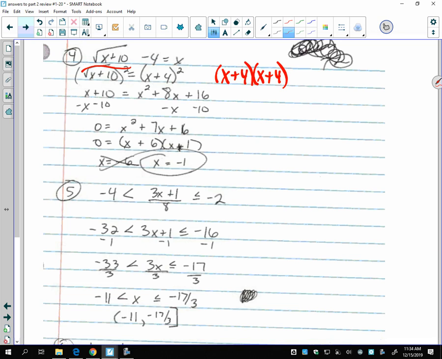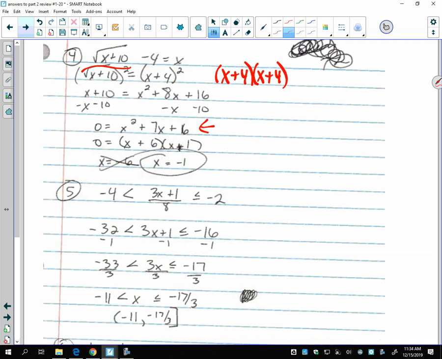And then you just got to get it equal to 0, because this is a quadratic, so I subtracted x over, I subtracted 10 over, and I was left with this quadratic equation, which you could totally do the quadratic formula on, but I just factored it. And why did I cross out -6?